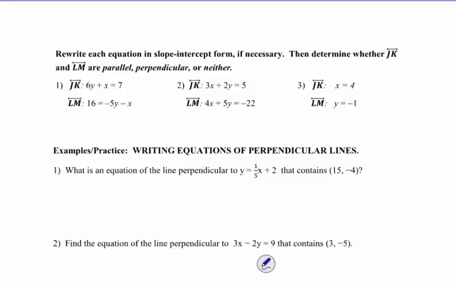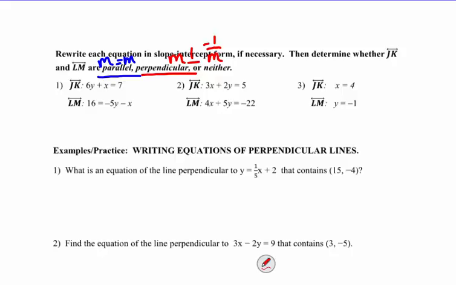Here I have an example that is asking me if the lines are parallel, perpendicular, or neither. If they're parallel, I know that their slopes will be the same. If they are perpendicular, I know that their slopes will be opposite reciprocals. And if they're neither, it just means that their slopes will be different.